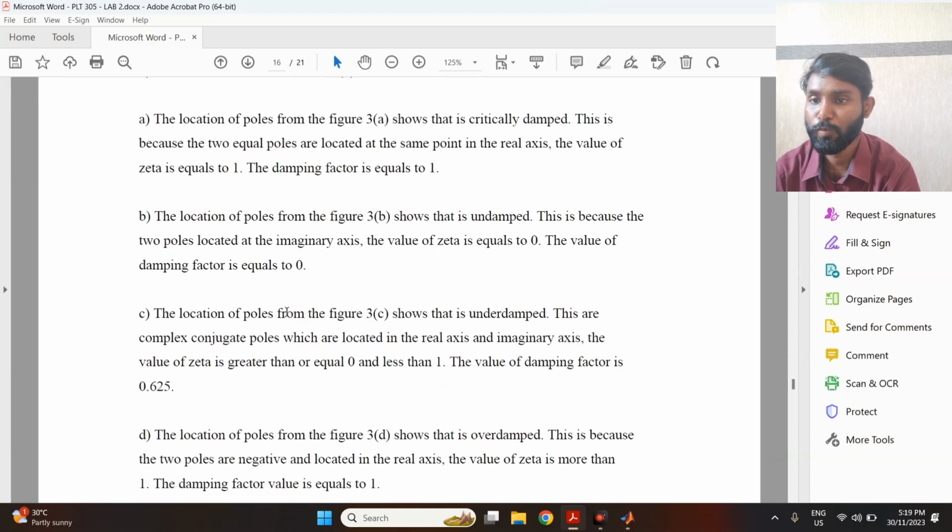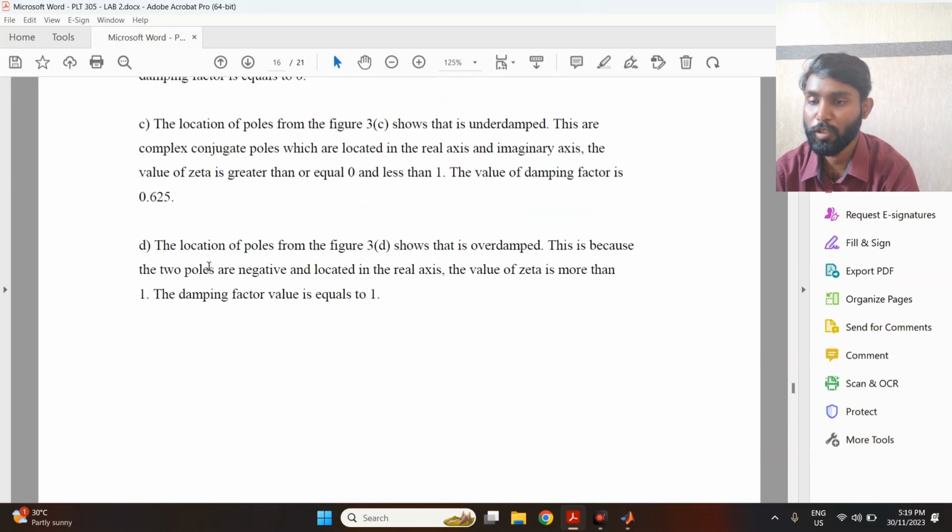The location of poles from figure 3c shows that it is underdamped. These are complex conjugate poles located in the real axis and the imaginary axis, and the value of zeta is greater than or equal to 0 and less than 1. The value of damping factor is 0.625. The location of poles from figure 3D shows that it is overdamped. This is because the two poles are negative and located in the real axis. The value of zeta is more than 1. The damping factor value is equal to 1.